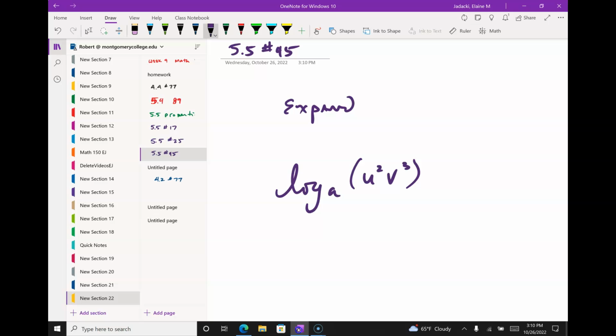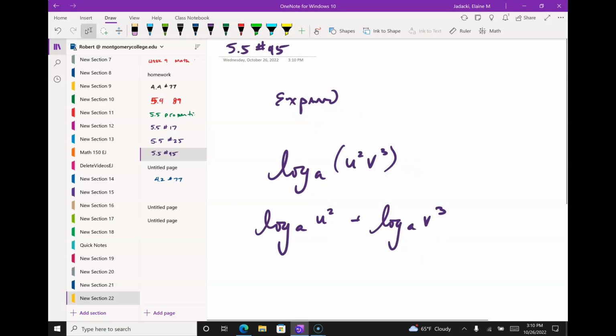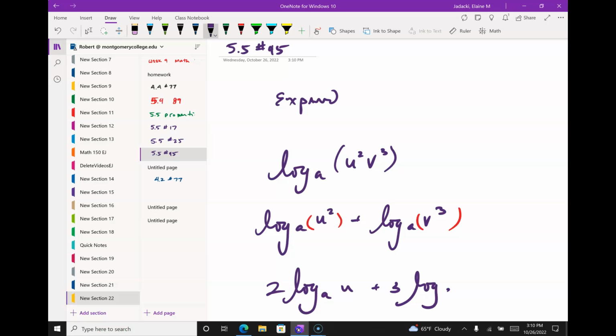Well, I'm multiplying something in my log function, right? The argument is a product. So I know I can split that into a sum. So log base A of u squared plus log base A of v cubed. And my arguments have exponents on them, and I know those exponents can come down as a multiplier. So final answer is 2 times log base A of u plus 3 times log base A of v.